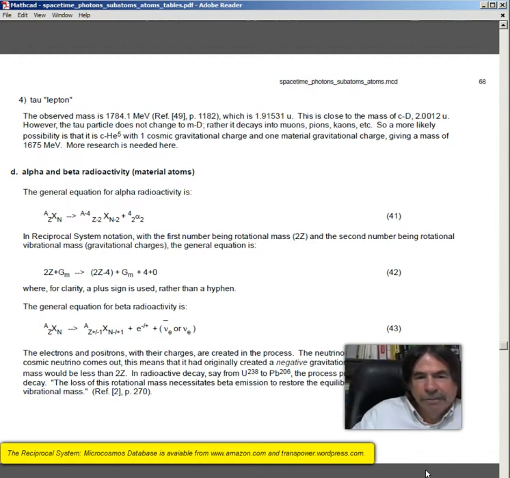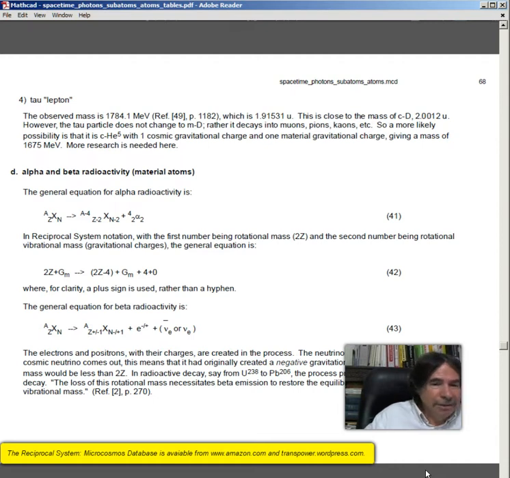The general equation for beta radioactivity is, and you can see the equation there, x sub n goes to x sub n plus or minus 1 plus an electron or positron plus a neutrino, either electron neutrino or anti-electron neutrino. Electrons and positrons with their charges are created in the process. The neutrinos are originally present, in this case, not created in the process. If the cosmic neutrino comes out, this means that it had originally created a negative gravitational charge in the isotope, so the mass would be less than 2z.